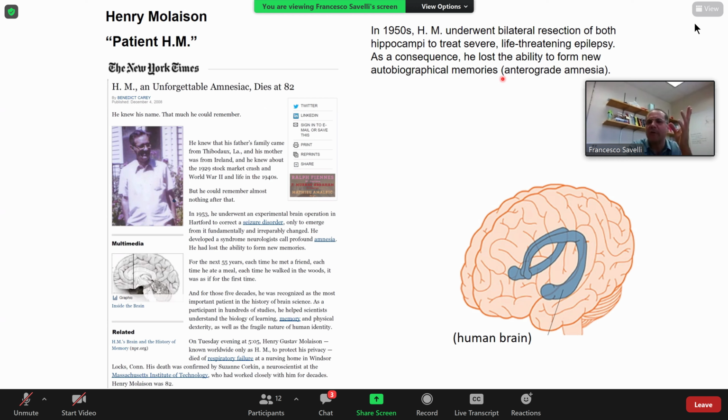So that's a good movie to watch if you want to understand the idea of the hippocampus and its function. So this is the New York Times page that came out when he died, because everybody knew him as HM in the field, for privacy reasons. So when he died, we learned that his name was Henry Molaison, but everybody still called him HM.